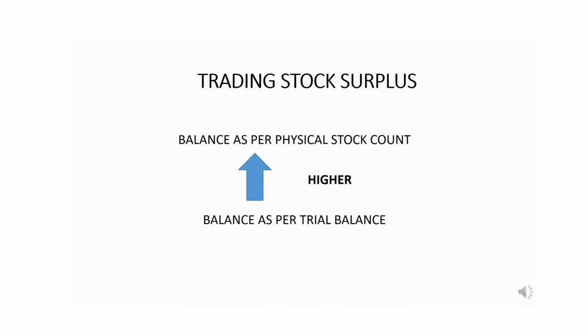So if your balance as per the trial balance is lower than the balance as per your physical stock count, that is when we say you have a trading stock surplus. So what do you do with this trading stock surplus? You record it as other income, because we are increasing an asset. Remember, if you increase an asset, you increase it using an income, but if you decrease an asset, you use an expense.